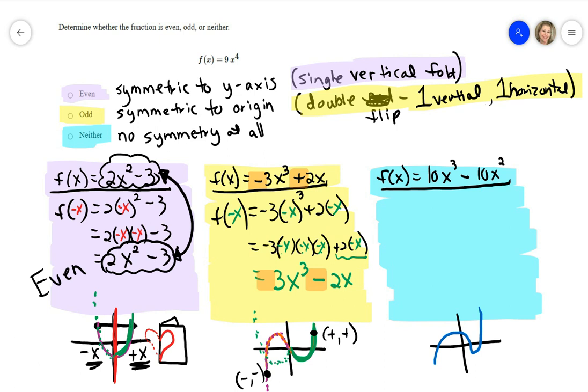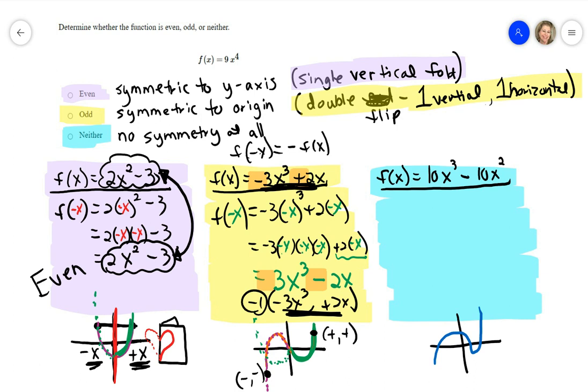Now your book will talk about if f of negative x equals negative f of x, then it's odd. That's because if I were to pull a negative 1 out of this, I'd have negative 3x plus 2x. And you can see that this is identical to this, but there's a negative 1 in front. I just look at the signs. If the signs change, if they both change, it's odd. And that's the symmetry around the origin.